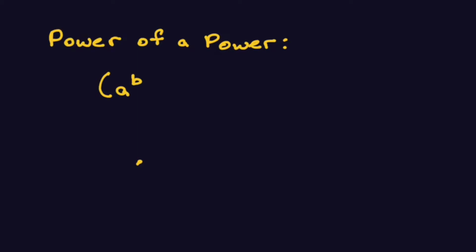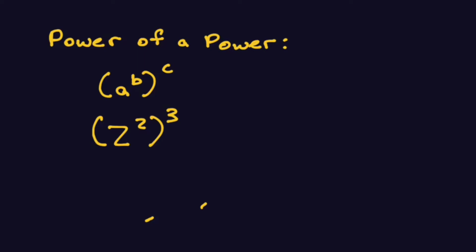Now, there's something else you can do with exponents, and that's called a power of a power. So what this basically is, let's say you had something like a to the b power, and you put that in parentheses, and then you have all of that to the c power. So if I plugged in actual numbers here, it could look something like 2 to the second power, and all of that would be to the third power.